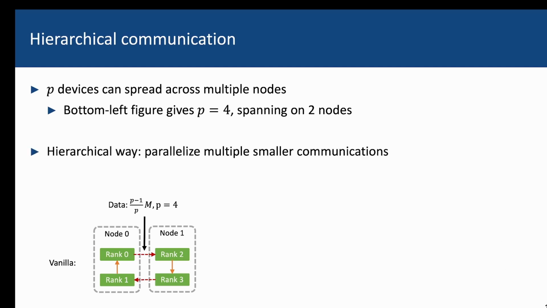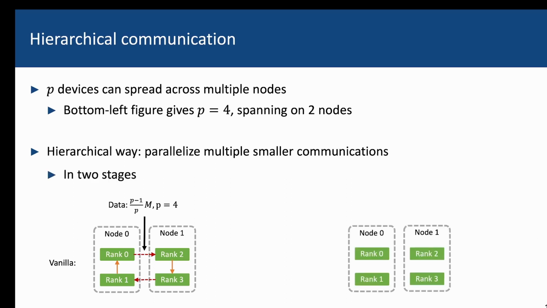In hierarchical communication, we split one communication into multiple smaller communications, and we execute communication in 2 stages. Assume a partition group size is 4. We first launch cross-node communication in parallel. Then we launch the intra-node communication in parallel. As shown here, the cross-node traffic is reduced because each communication only has 2 participants.